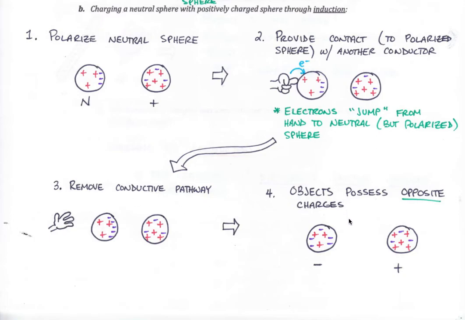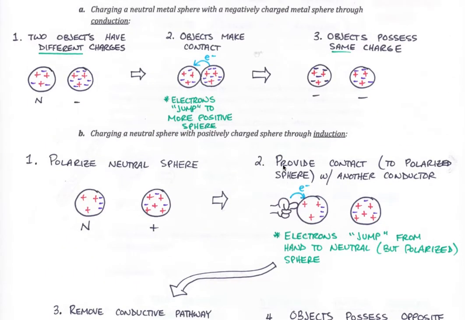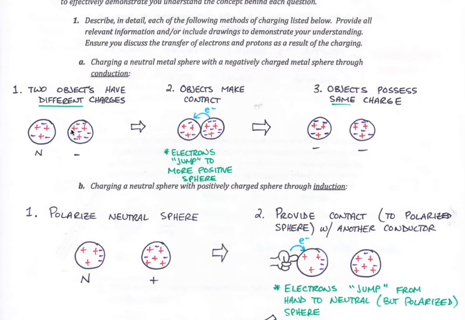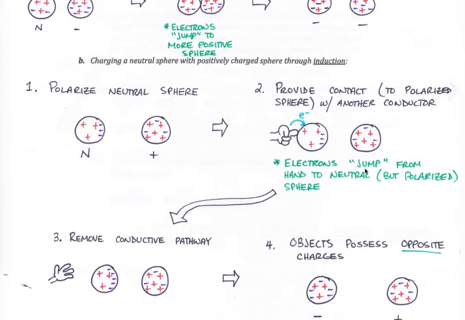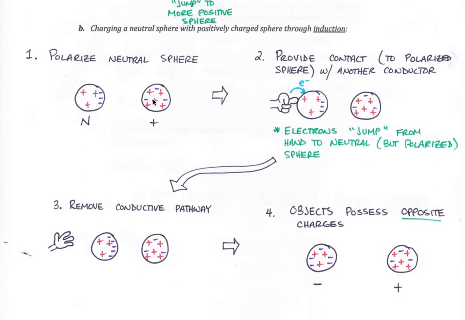So with induction, you wind up with the opposite charge than whatever you began with. So to slide up here quickly, you began with a negative and a neutral for conduction. You ended with 2 negatives. Well, it's kind of the opposite down here. You start with a positively charged sphere, which leaves the original neutral sphere with a negative charge.